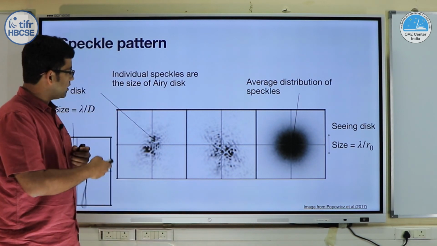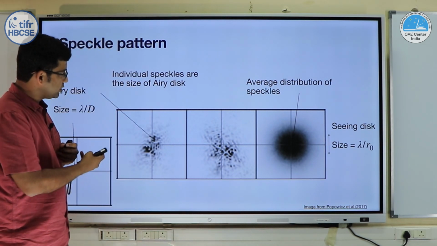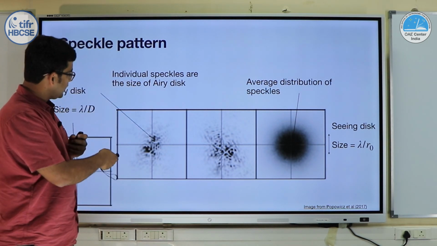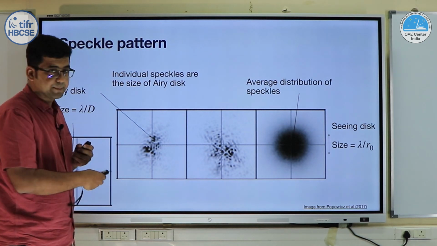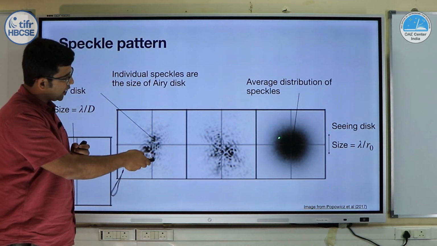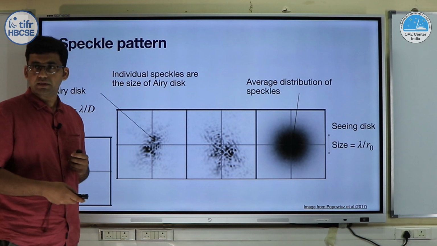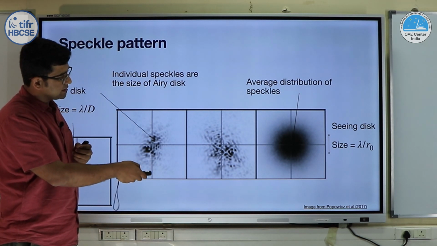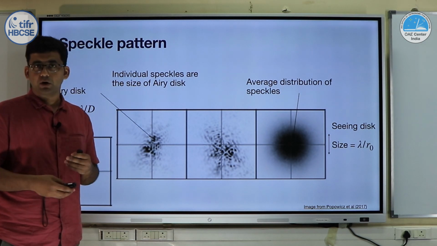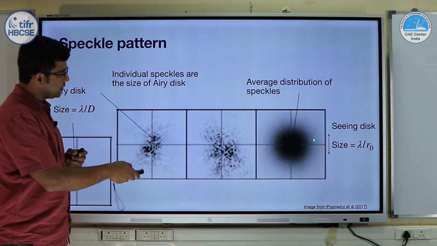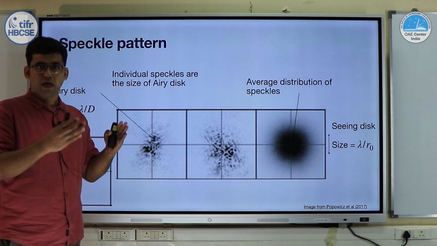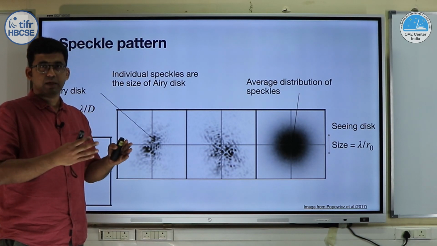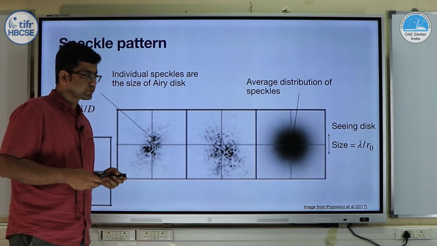Now, when you take an observation of a star, you typically observe it for a long time, and each of these individual snapshots gets averaged out, and you get an average distribution of the speckles, and that is known as the seeing disk. So, the size of this seeing disk is given by lambda by r0, where r0 is the Fried parameter, and this is the size of the star you would see when you take an image through a telescope.